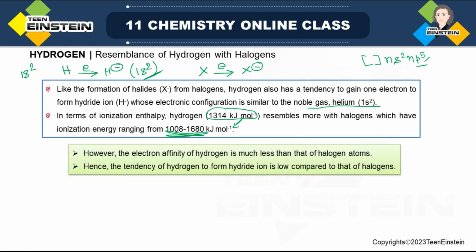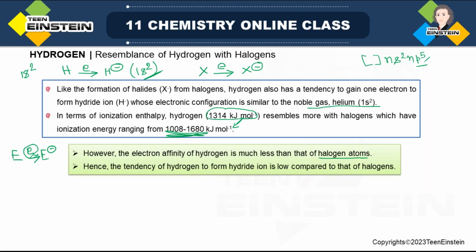But the electron affinity value of hydrogen is much less than that of halogens. Now, electron affinity is the reverse process of ionization energy. Ionization energy means the energy you provide to remove an electron forcefully. But for electron affinity, suppose we have any element, I am writing E in general, you add one electron and it is converted to E minus. That means to add one electron, the energy is mostly negative because energy is released.